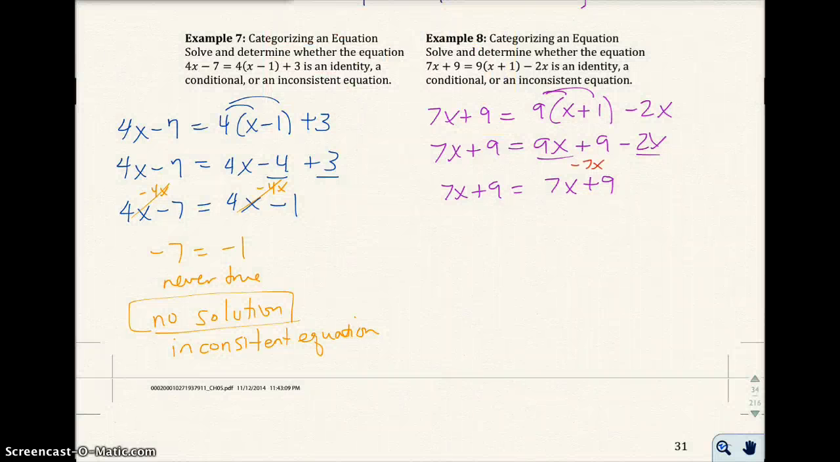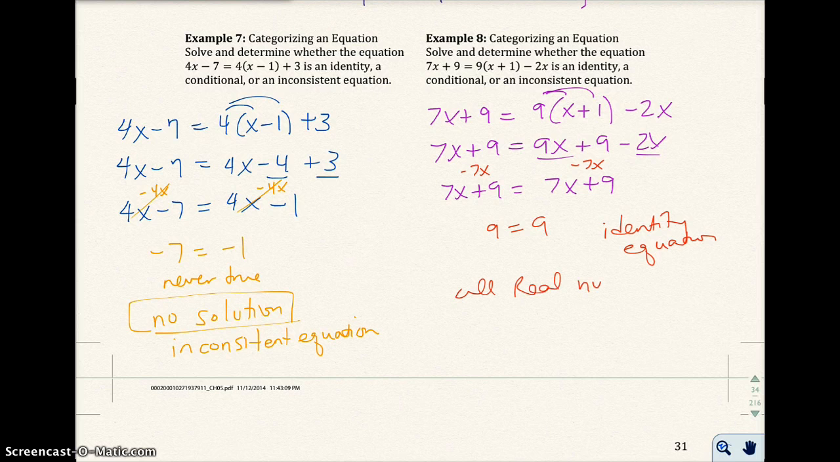Subtract 7x to get rid of it on this side. Subtract 7x to get rid of it on this side. Then I get 9 equals 9. And that's when I can see it's an identity equation. What that means is I have all real numbers. So any number for x would work for this equation.